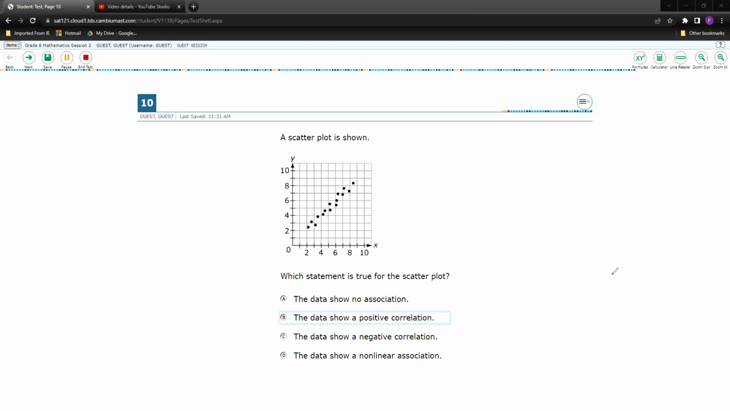Continuing with question number 10, a scatter plot is shown and what is the correlation? As we know, the points are going up from left to right. So that's a positive correlation. That's it. Next.